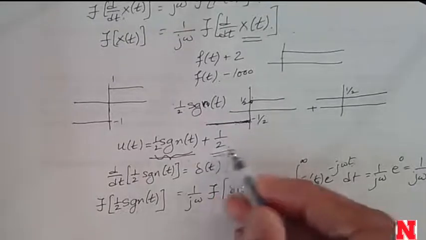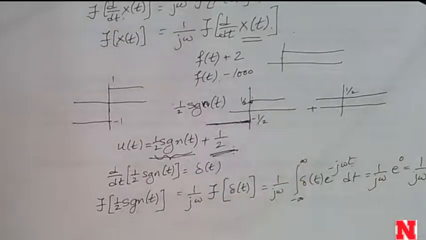And now I have to figure out what the Fourier transform of a half is. Well, for that, you remember that whenever you have a constant, either in the time domain or the frequency domain, in the other domain you have to have a delta function. That's the only way that you're going to get a constant. If it's constant in the time domain, you'll get a delta function in the frequency domain. If it's constant in the frequency domain, you'll get a delta function in the time domain. Okay, so you can see this.